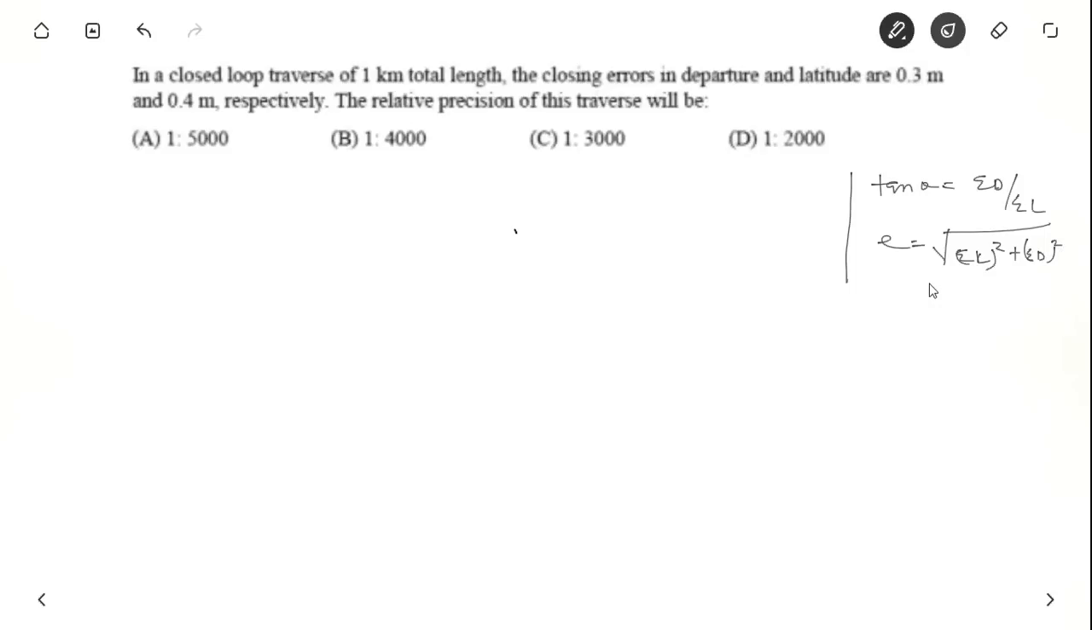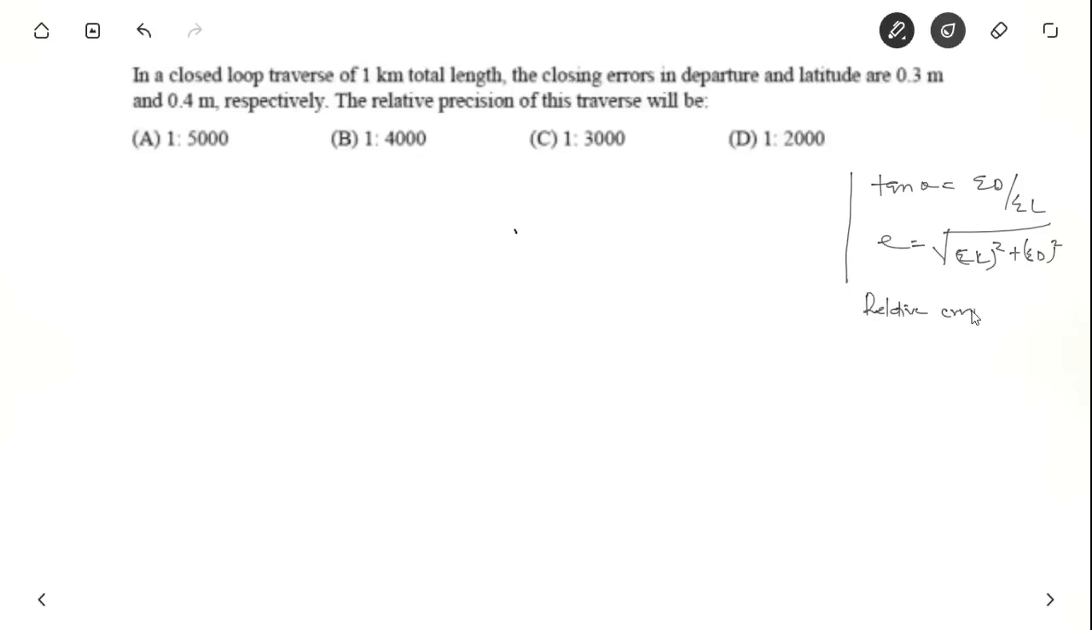Now let us solve an example related to this. Before that, I forgot to tell you, you saw tan theta equals sigma D by sigma L, and the error as the root of (sigma L) squared plus (sigma D) squared. Now we have another term, which is relative error.